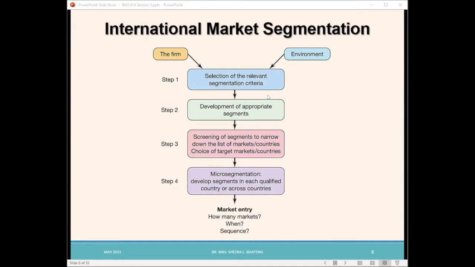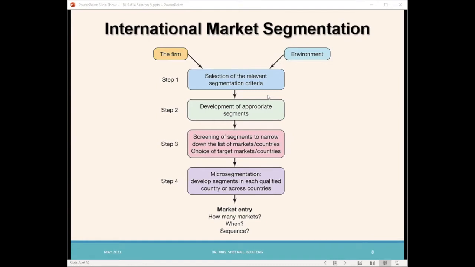So by identifying a particular market which they want to enter into, and this is usually done at the country level or regional level, they will now go ahead to develop certain micro segments within these countries or regions to be able to determine which niche markets they can actually serve and serve profitably. And with the information they are able to gather and the segments they are able to come up with, they can now conveniently decide how many of these micro segments they can target, when to target these segments, and in what sequence or order to go about this targeting.